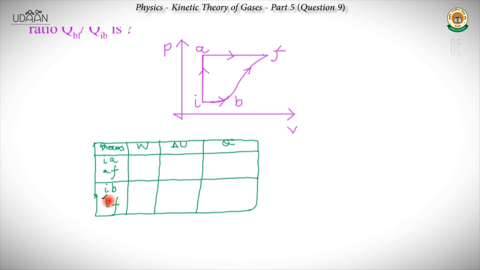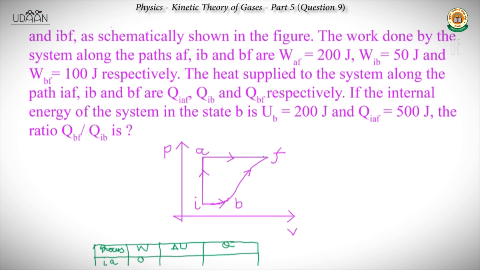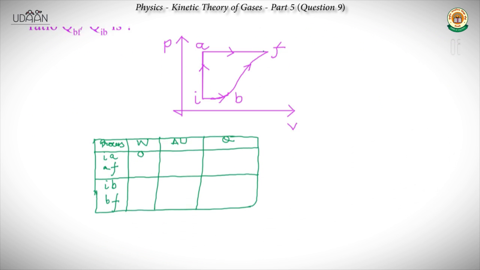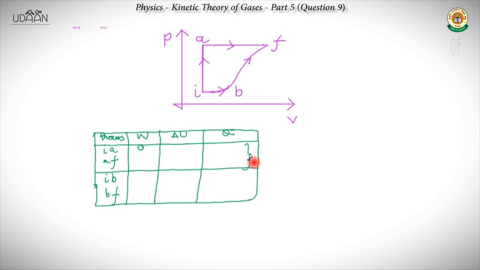Correct. So for IA, let's see if we can find out the work done. IA here is a constant volume process. Hence, the work done should be equal to 0. Delta U we are not given, but Q it seems that we have been given, and Q for both of these is given as 500.